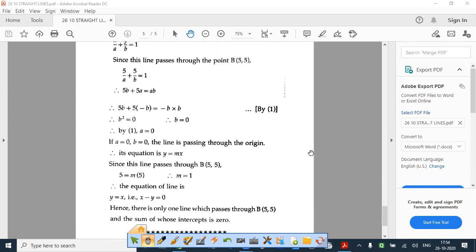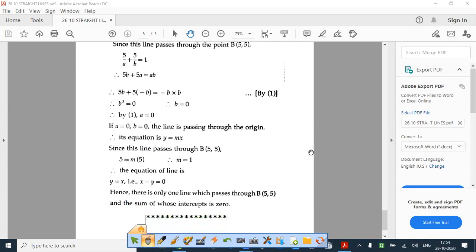Hence there is only one line which passes through (5, 5) and for which the sum of the intercepts is 0. Actually, we have solved 2-3 sums of this type. In those sums, we used to get two equations, one of which is the equation of a line passing through the origin, right? But here we get only one equation as there is only one line. So we have completed all the sums. Now we'll be solving additional sums which are not given in the textbook.